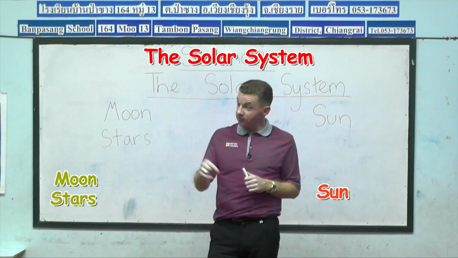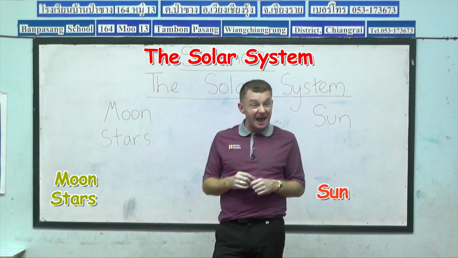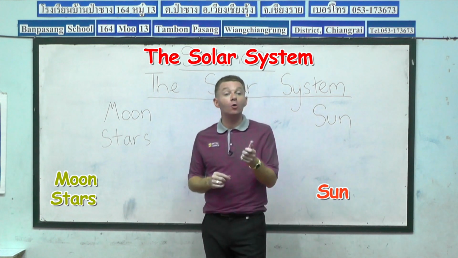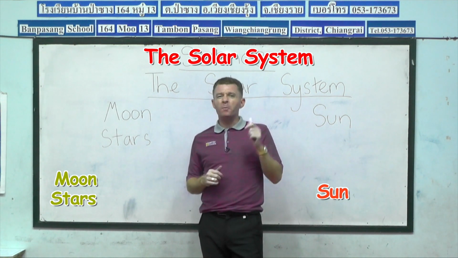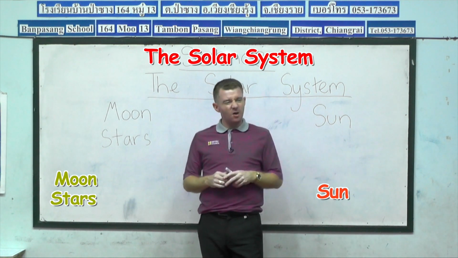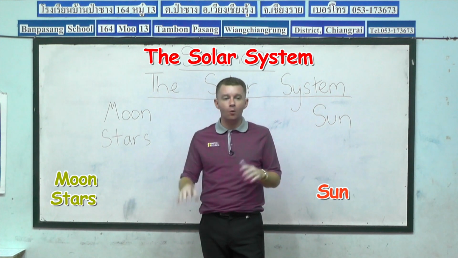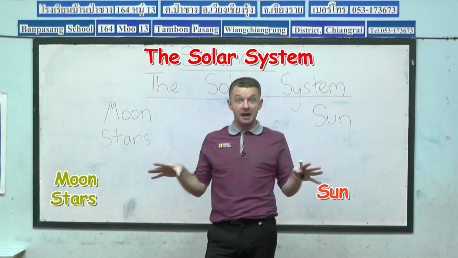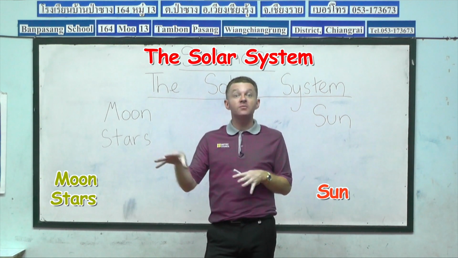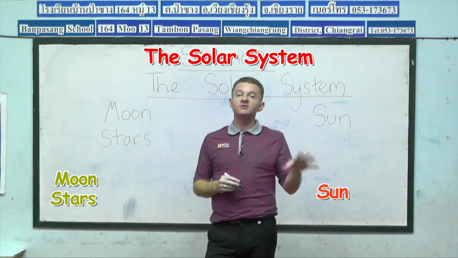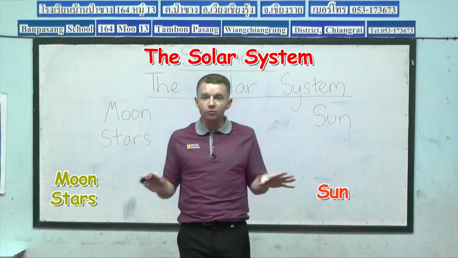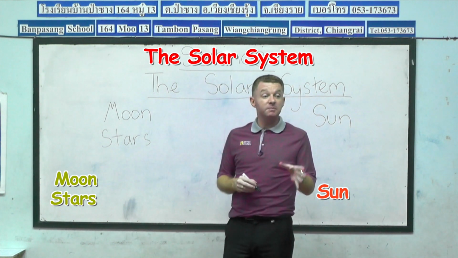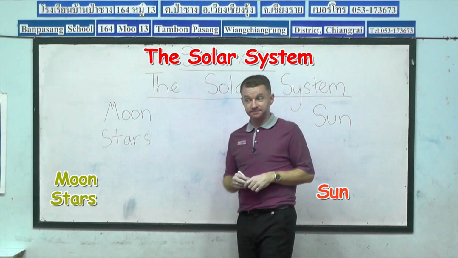But there used to be 9 planets. There was one called Pluto. But about 10 years ago, people decided Pluto was too small, so they downgraded it. There used to be 9 planets with Pluto, but now there's 8 planets because scientists decided Pluto was too small and didn't become a proper planet.